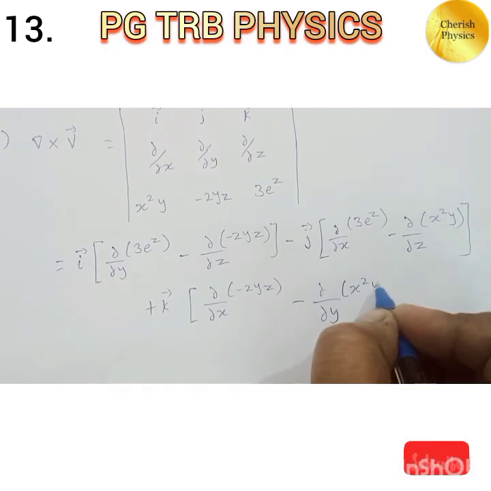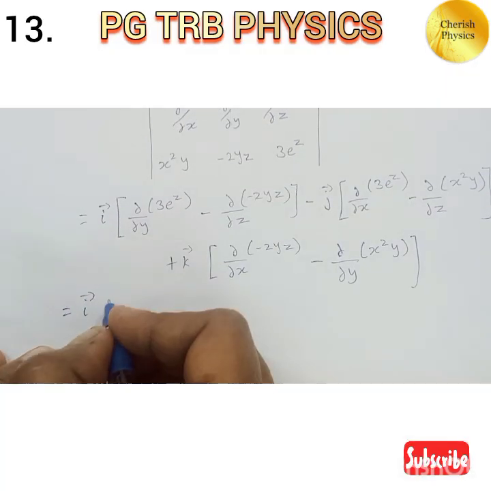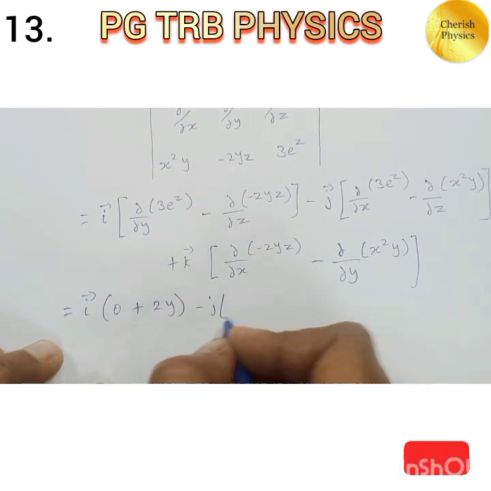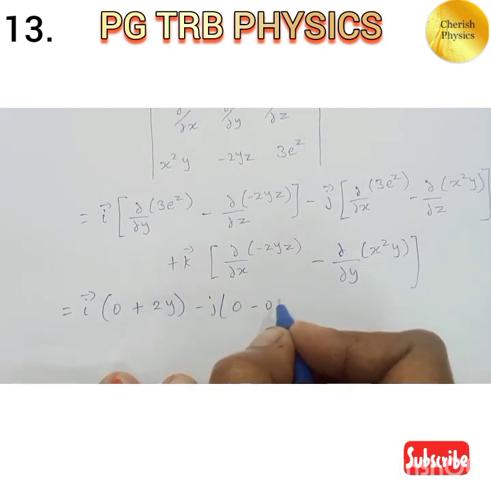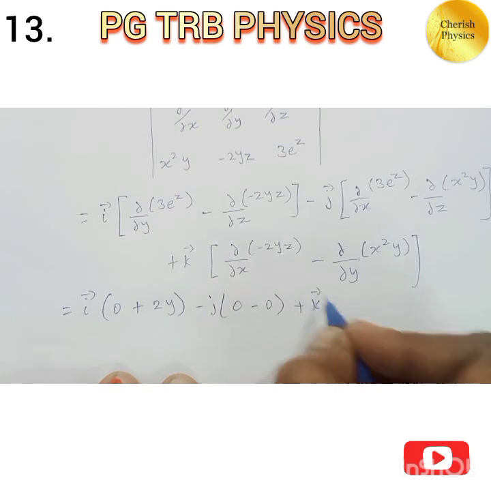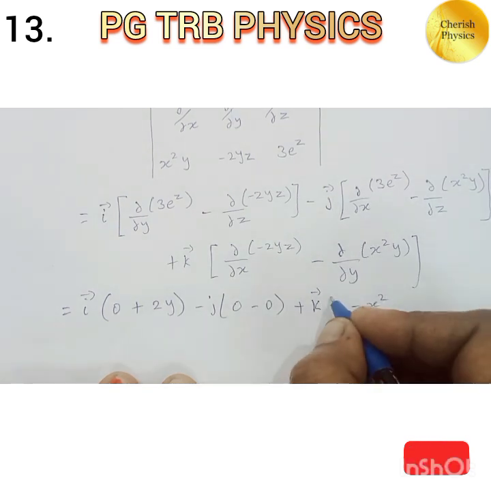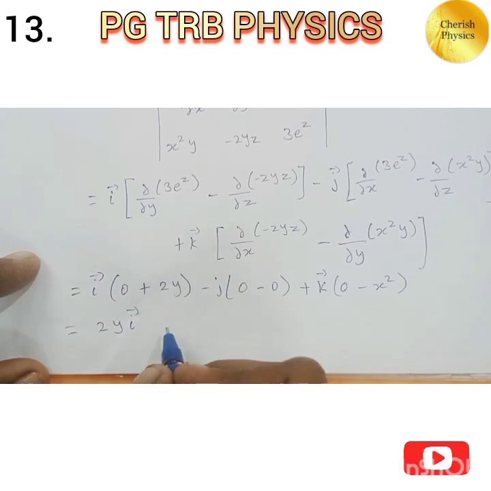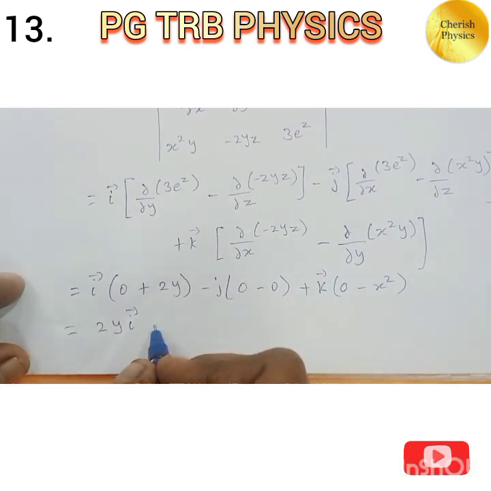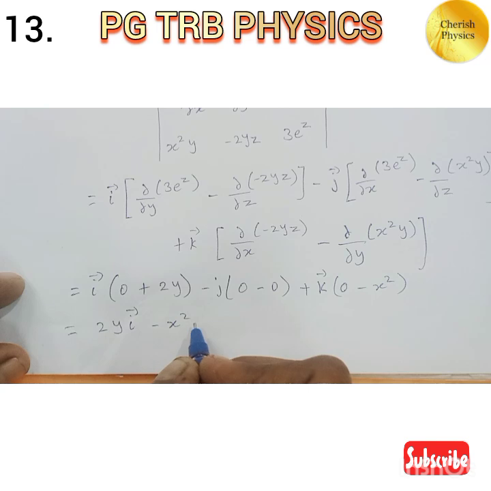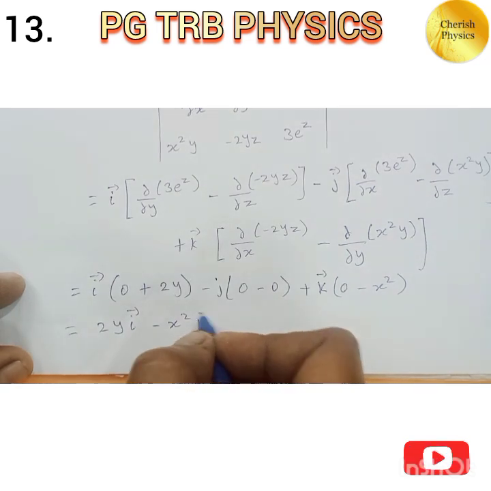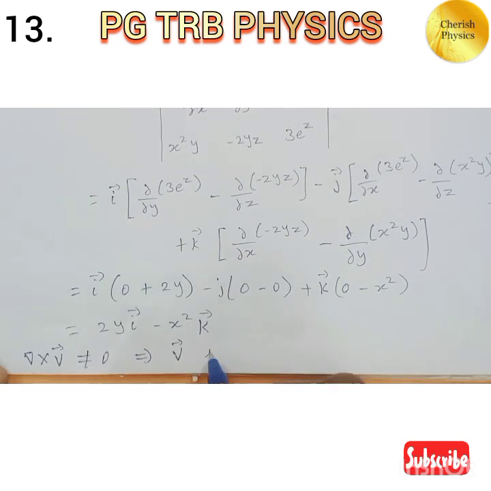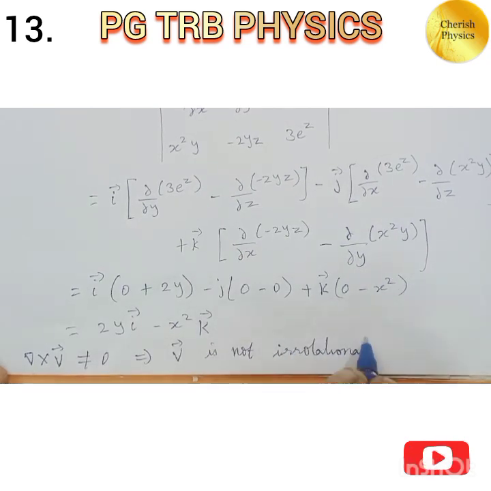which is equal to i vector into 0 plus 2y minus j vector into 0 minus 0 plus k vector into 0 minus x squared. Therefore, del cross V vector is equal to 2y into i vector minus x squared into k vector, which is also not equal to 0. So the vector V is not irrotational. Hence, the answer is option C.